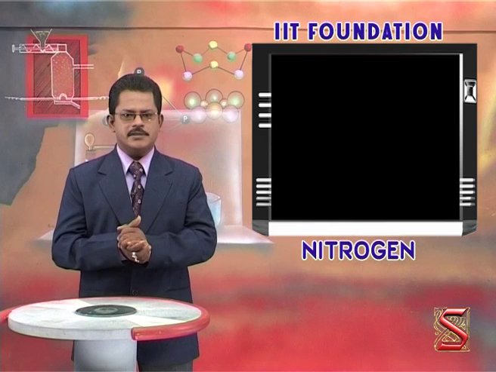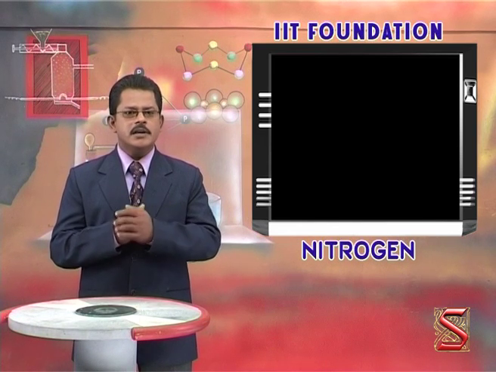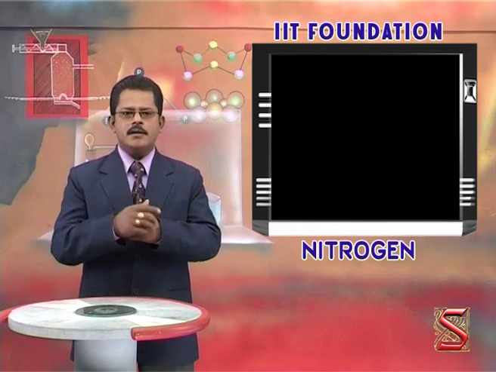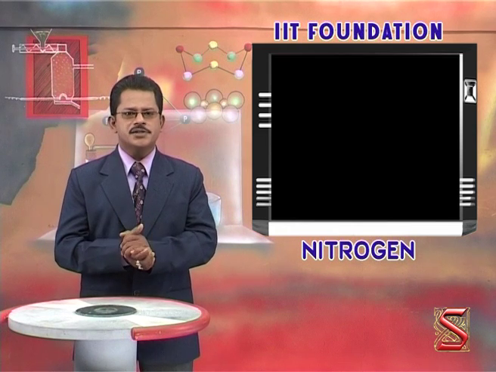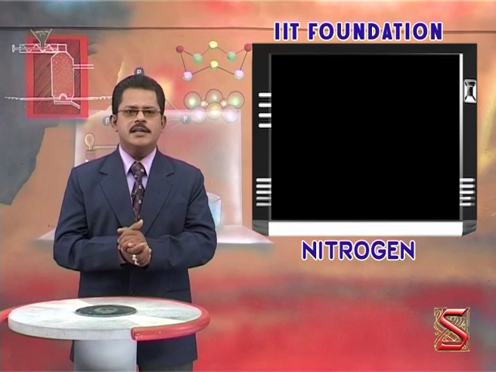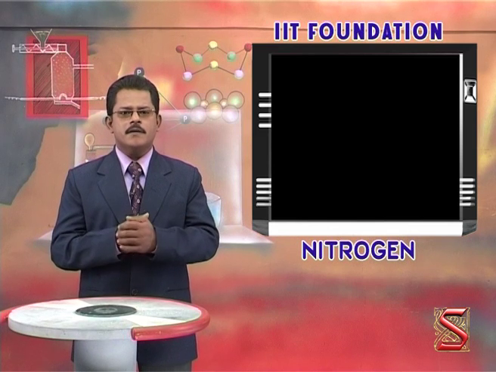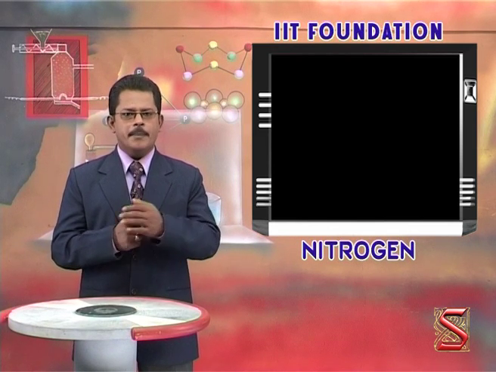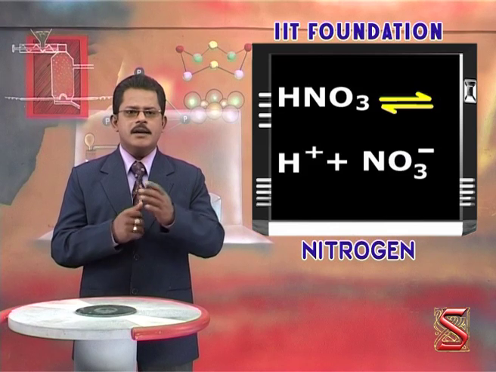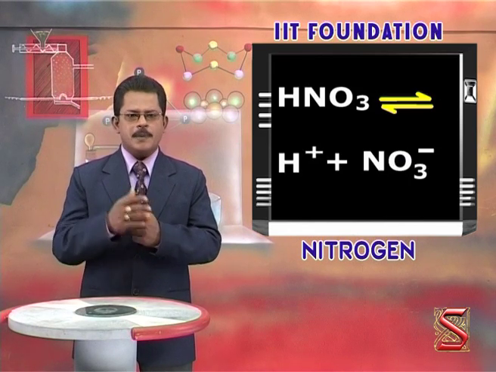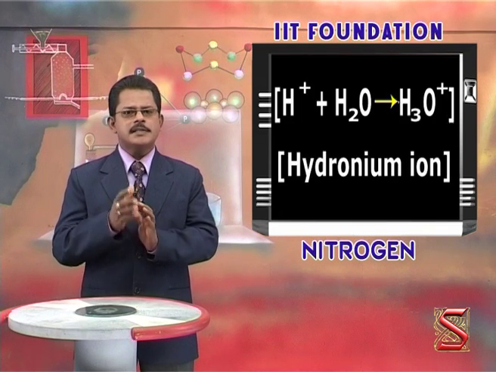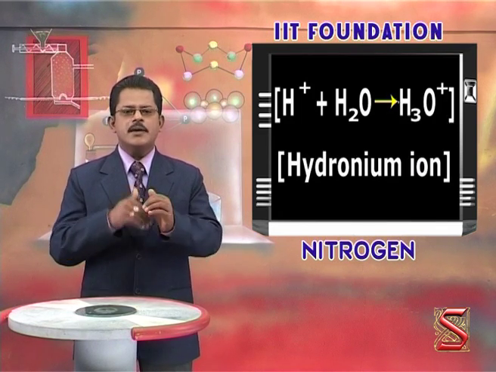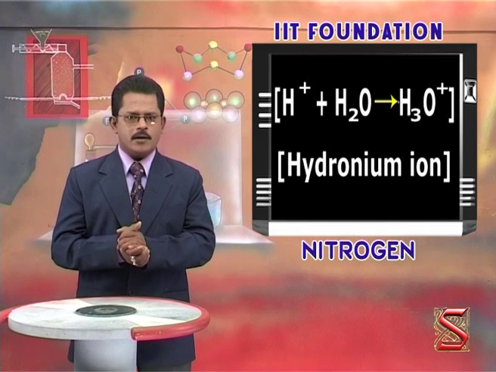Monobasic acids dissociate in aqueous solution to produce one hydrogen ion, H+, per molecule of the acid. Nitric acid dissociates in aqueous solution to produce one hydrogen ion, H+, per molecule of the acid, hence monobasic. The equation: HNO3 gives rise to H+ plus NO3-. H+ plus H2O gives rise to H3O+, that is hydronium ion.